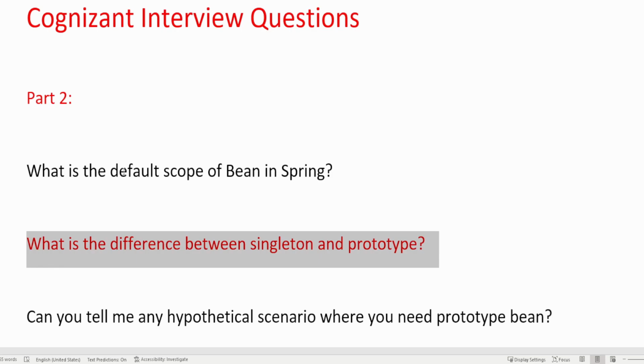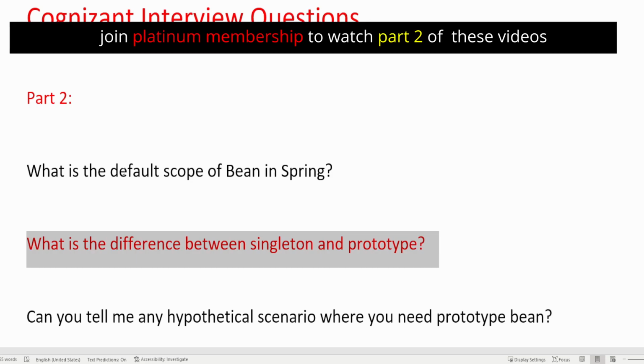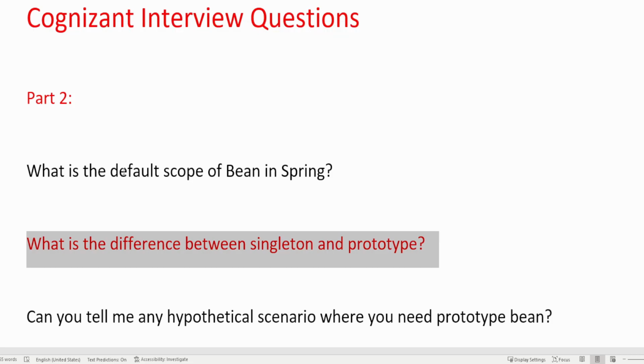Prototype is something like creating an object every time with the new keyword, so it takes memory in the heap, and multiple instances are available. In the case of singleton, only a single instance is available. So if you talk about memory utilization, singleton is better compared to prototype. But there are certain scenarios where you have to use prototype as well.